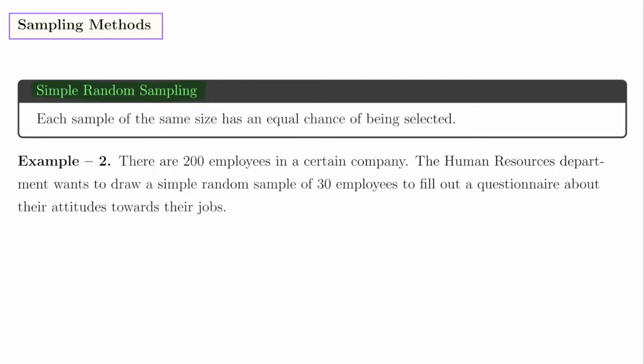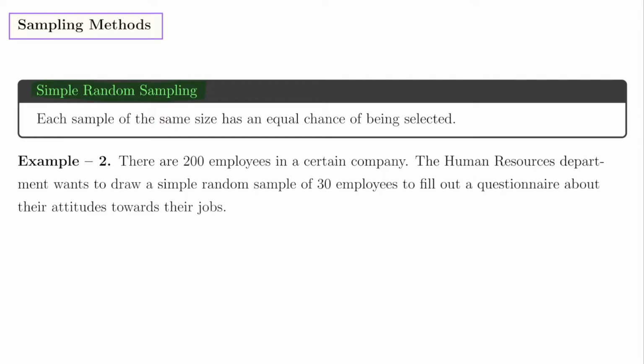The way you could think of an example for this is, so in our example of simple random sampling, suppose there's 200 employees in a certain company. The Human Resource Department wants to draw a simple random sample of 30 employees to fill out a questionnaire about their attitudes towards the job. This would be an example of a simple random sample. Now, how could you figure out that it's a simple random sample?